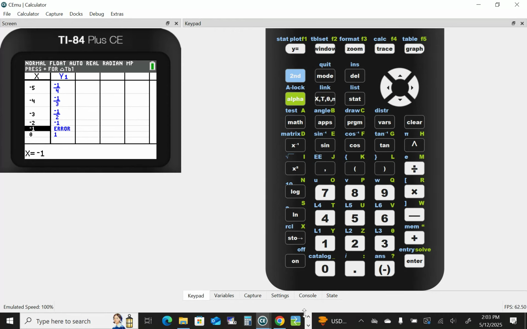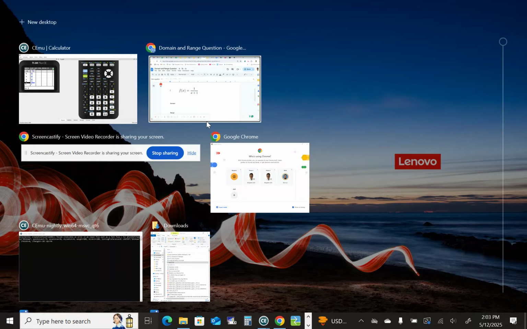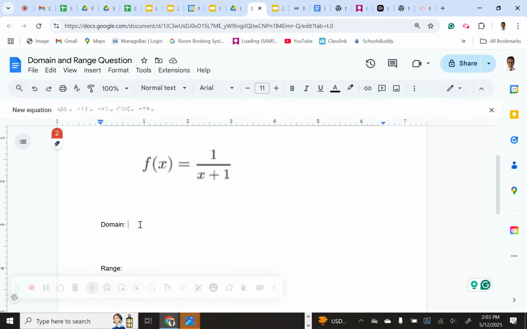So this basically means that all the x values could be part of the domain except for -1. So I can just simply write this as x is not equal to -1. X can take other real numbers.